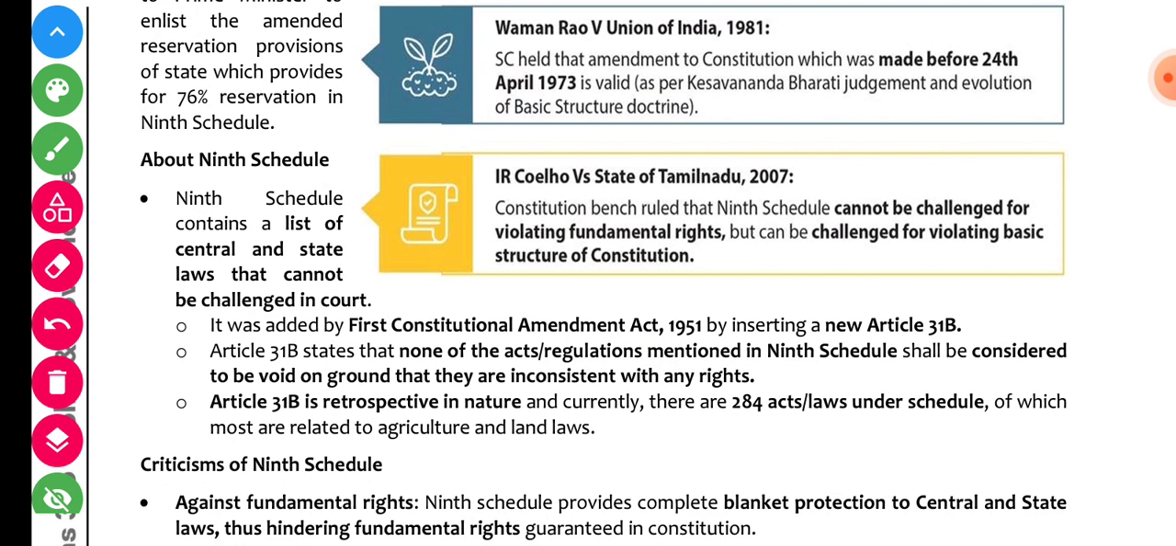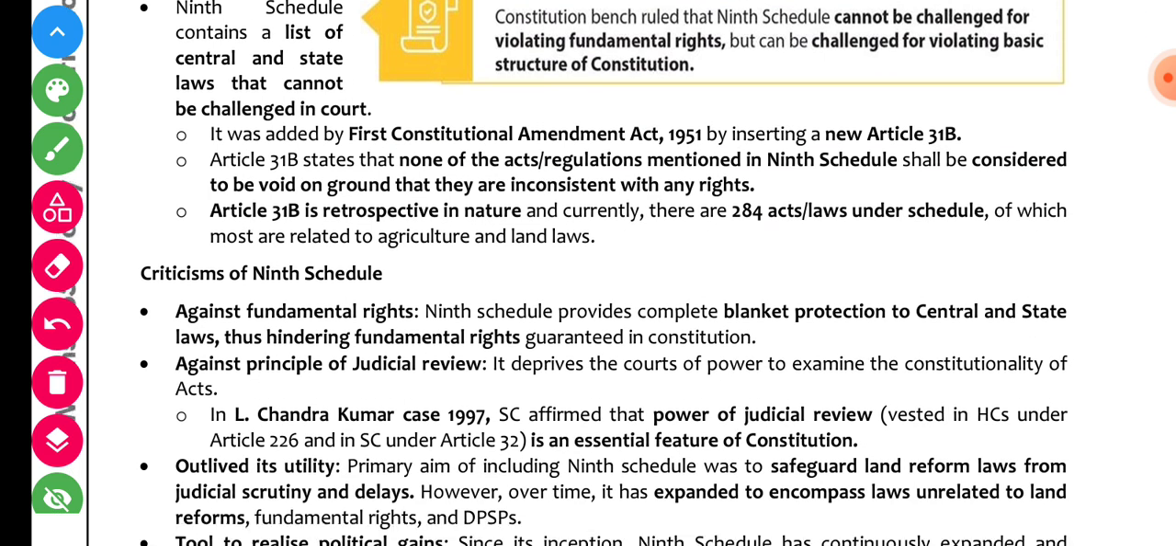Okay, and next is IR Coelho versus State of Tamil Nadu, 2007. The Constitution bench ruled that the Ninth Schedule cannot be challenged for violating fundamental rights, but can be challenged for violating the basic structure of the Constitution. So it is based on the basic structure doctrine.